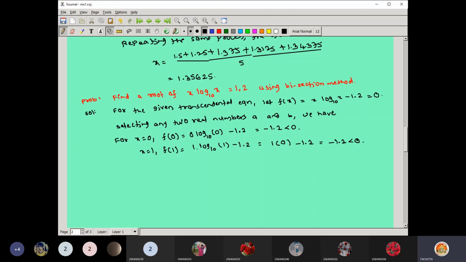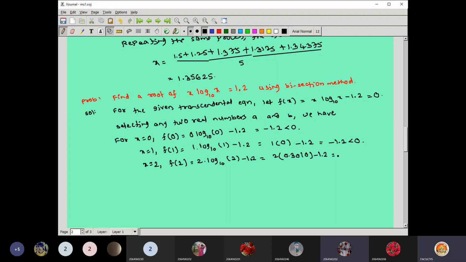Still you are getting a negative value. We should get opposite signs. So both are negative. Better you go for the next value x equal to 2. That is nothing but f of 2, means 2 logarithm of 2 minus 1.2. So with your calculator, 2 into log 2 value, just press the LOG button and 2. So answer is 0.3010, and minus 1.2. Can you give us the final answer for this?